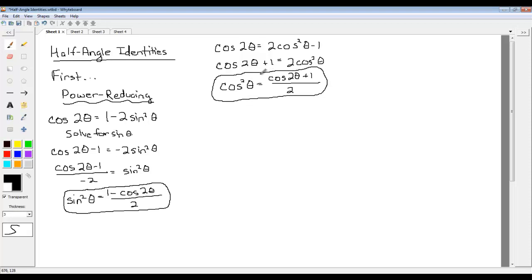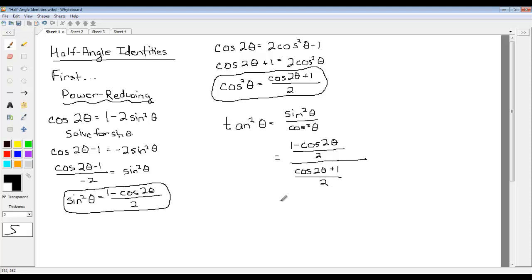If something was in a higher power of cosine theta, then you could simplify it down to have only cosine to the first power. And then tangent: if we were trying to do tangent squared theta, remember tangent is sine over cosine, so tangent squared is going to be sine squared over cosine squared. But we now know that sine squared can be written as 1 minus cosine 2 theta over 2, and that cosine squared can be written as cosine 2 theta plus 1 over 2. If we simplify that a little bit, tangent squared theta equals 1 minus cosine 2 theta over 1 plus cosine 2 theta.